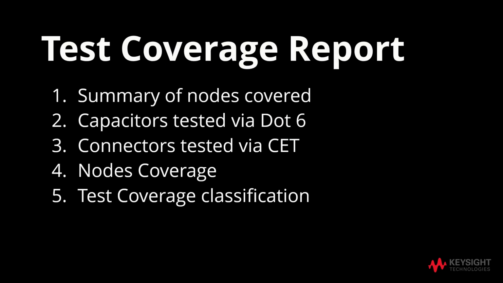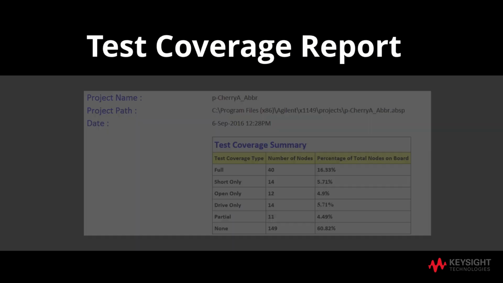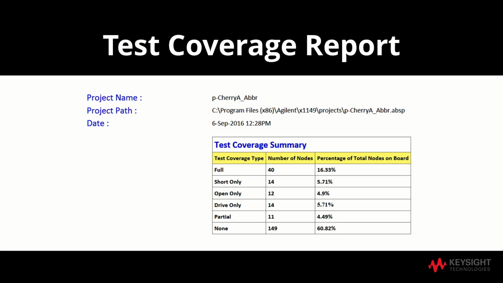The test coverage report includes summary of nodes covered, capacitors tested via .6, connectors tested via CET, nodes coverage which describes which nodes are covered by which test type, and lastly, test coverage classification which states either full, shorts only, opens only, drive only or partial. As shown, this is how the test coverage report looks like.